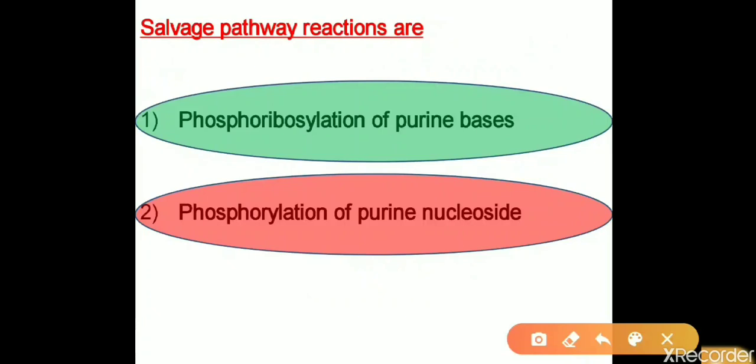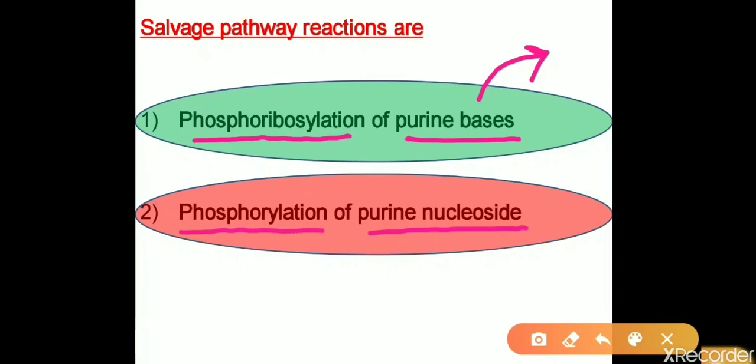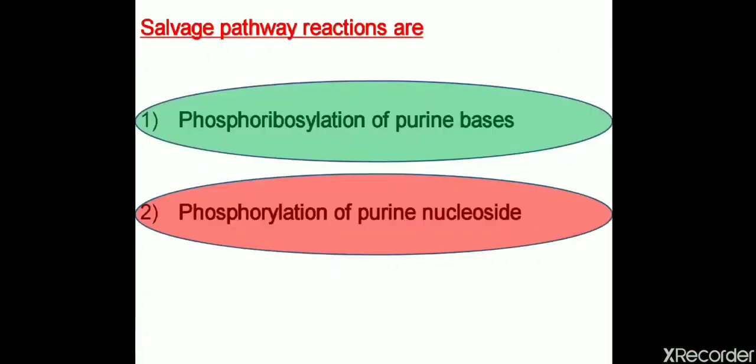So these are the two reactions in salvage pathway. If it is a purine base, the reaction is phosphoribosylation, because purine base requires ribose 5-phosphate for the formation of purine nucleotide. And if it is a purine nucleoside, then the reaction is phosphorylation, because a purine nucleoside requires an additional phosphate group for the formation of its corresponding purine nucleotide. That is phosphorylation of purine nucleoside and phosphoribosylation of purine bases. So that's all regarding the salvage pathway.